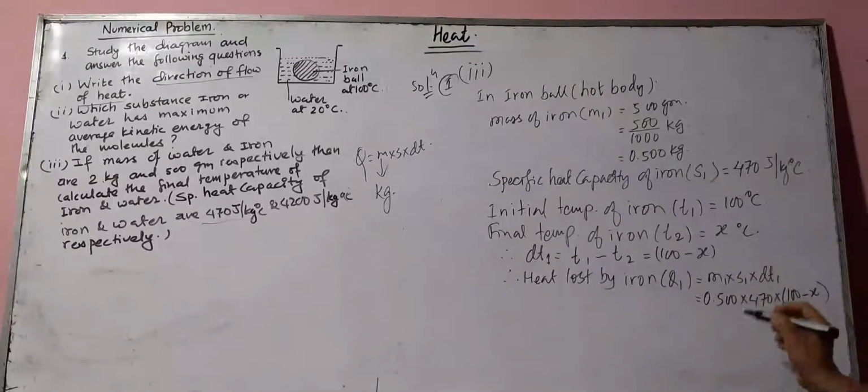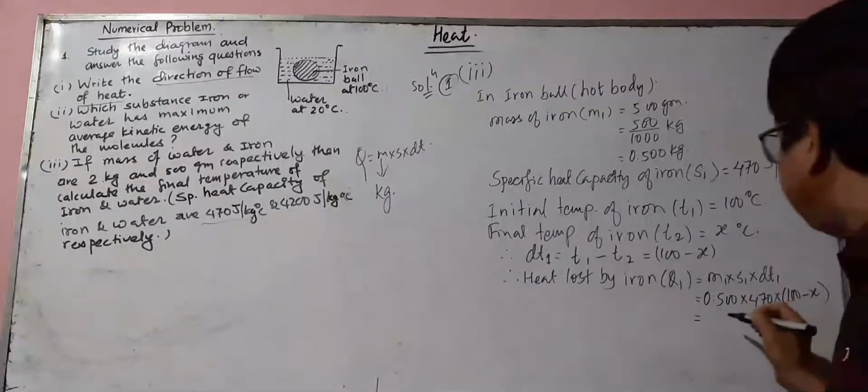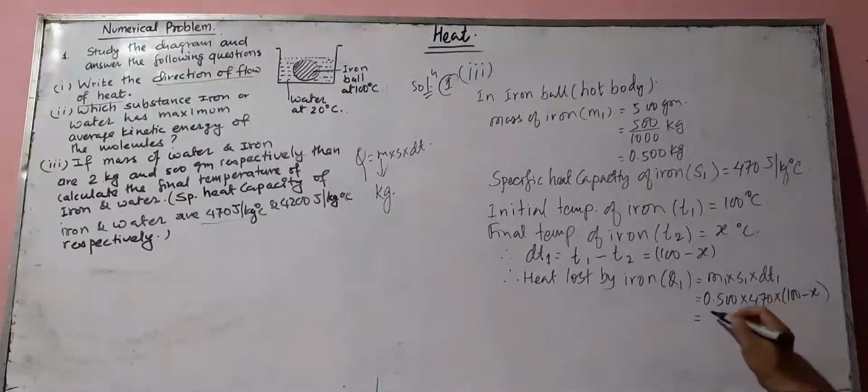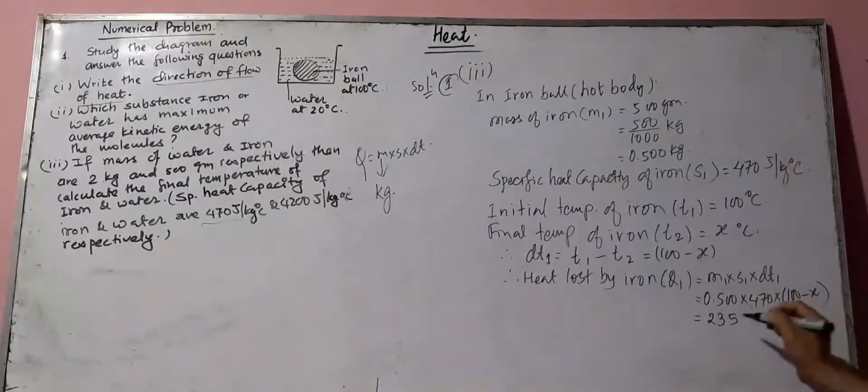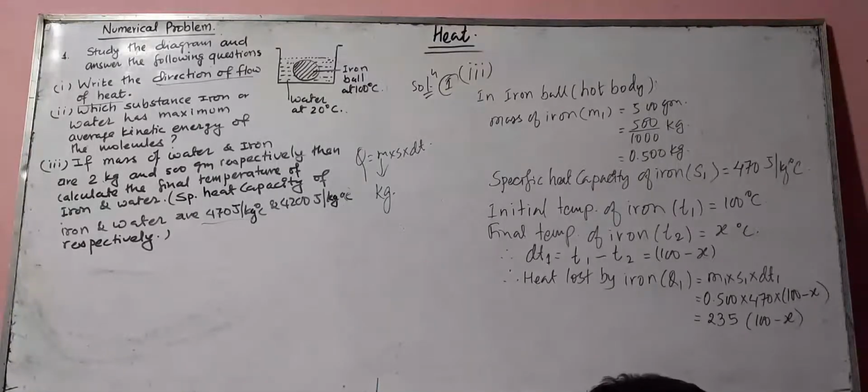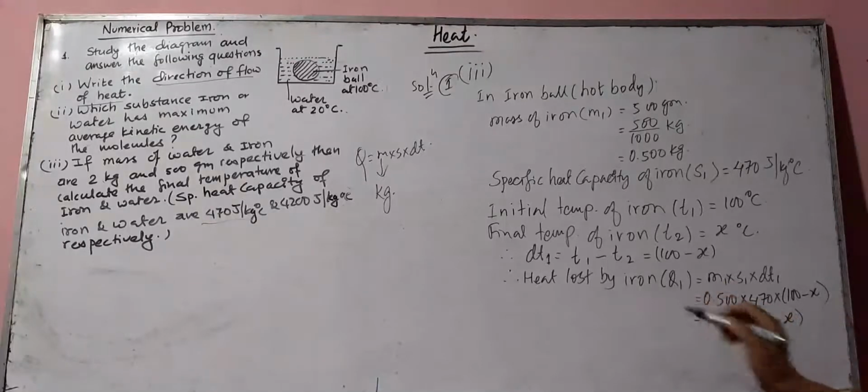On calculating this, we get 235 into 100 minus X. This is the Q1.